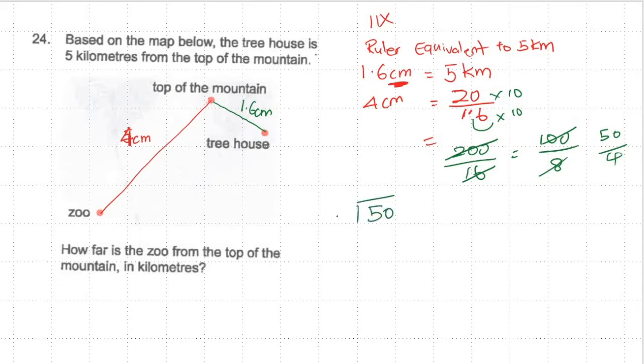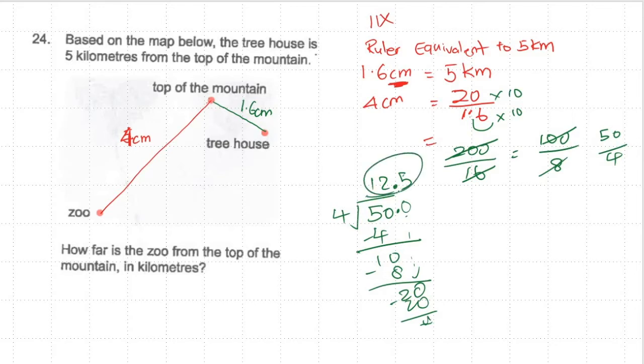50 divided by 4. So here is 2, 8, here is 2. Then here is a decimal place, here is a decimal place, right? So you put it out here, and here put 1 more 0. So here is 5. And okay, this is your value, the answer for the question.